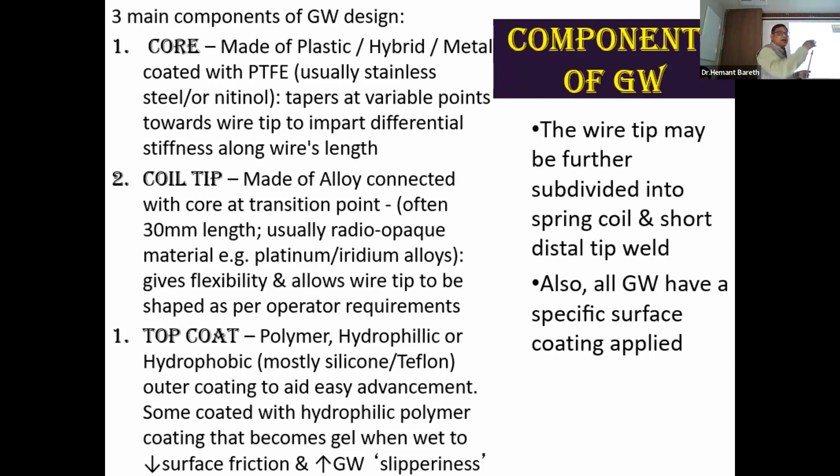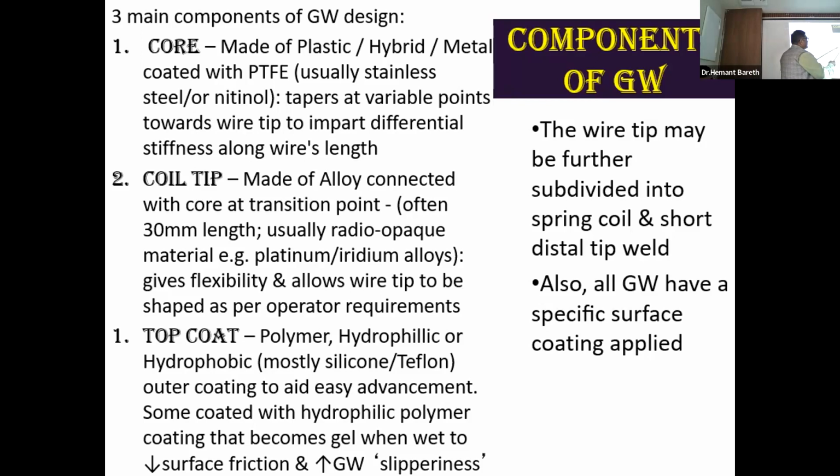Or if you have a tortuous vessel, you cannot have a high friction wire. Or when you have to go through a side branch, in all these situations you require a low friction wire, and therefore you would coat it with a hydrophilic coating, which when it comes in contact with blood or water will become a gel, and then it becomes a very soft kind of thing.